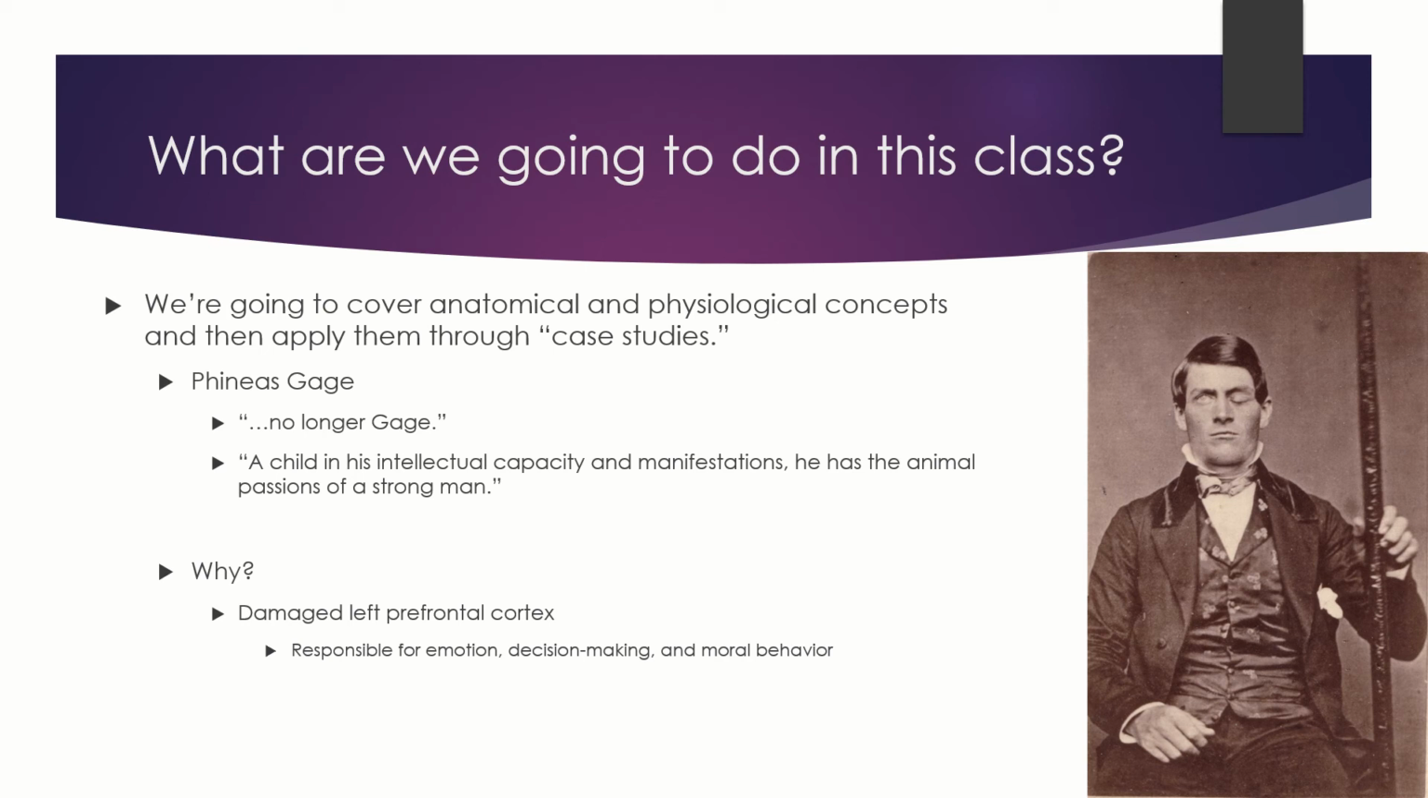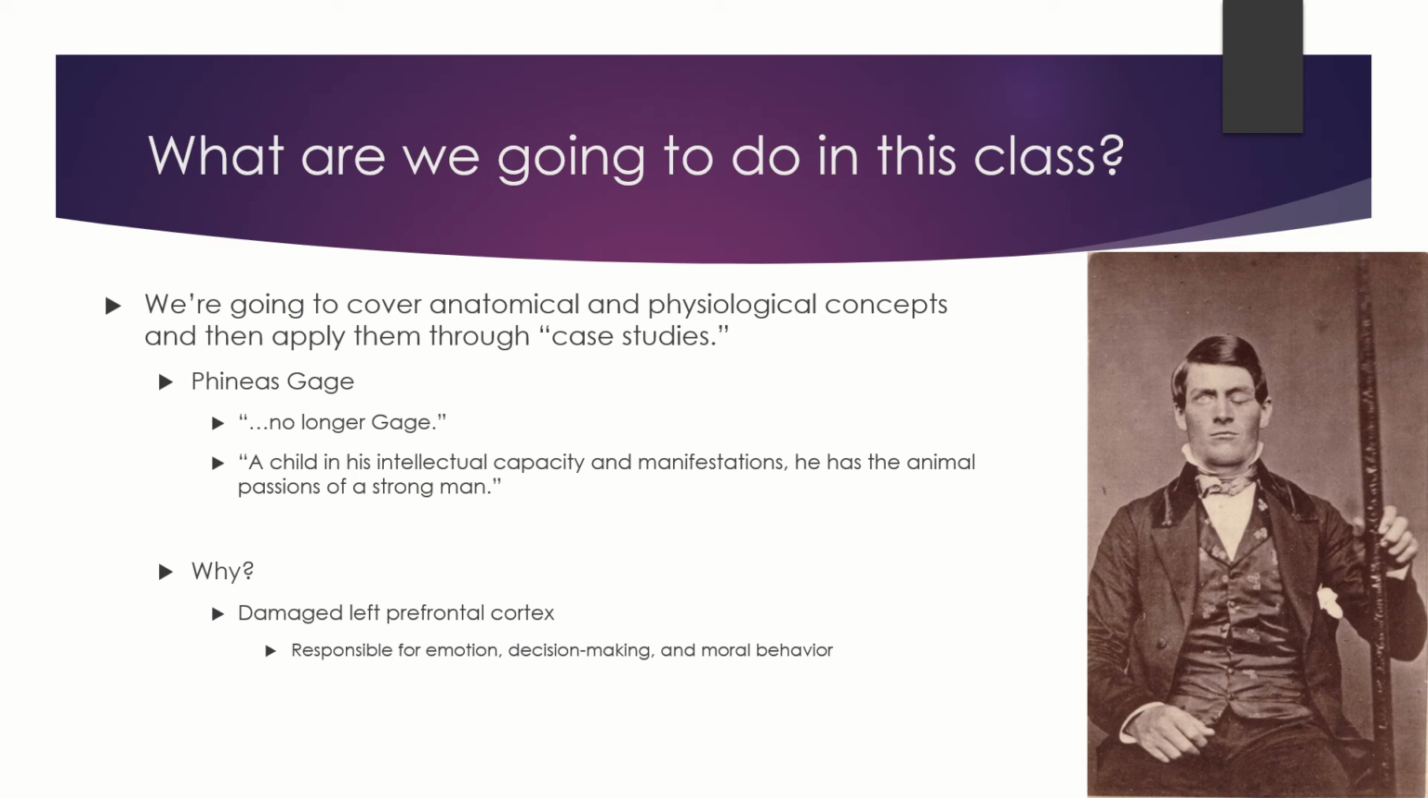This area of the brain is responsible for all the things that you can see there: emotion, decision-making, and then what did I have last on there? Moral behavior. So that area of the brain affects how we get along. From the damage from the tamping iron, he's actually lost neurons, nerve cells, in that part of his brain, so he can't do those things.